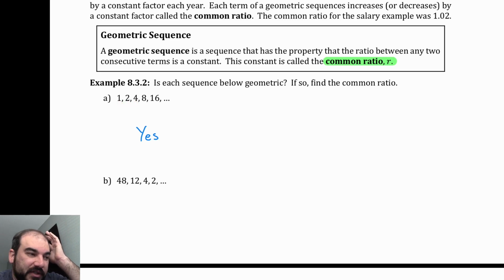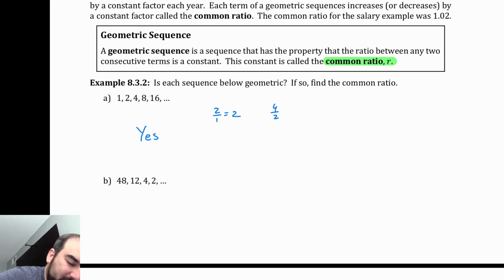But if they're weird fractions or decimals and you can't quite tell if you are multiplying by the same thing over and over again, you have to take terms and divide them by the previous term. So you have to look at 2 divided by 1. Okay, that gives me 2. I have to look at 4 divided by 2. Okay, that also gives me 2. And then we look at 8 divided by 4. Okay, that's also 2. So now I'm pretty sure this is geometric. We'll just check 16 divided by 8, and that's also 2. So then my common ratio R is going to be 2.